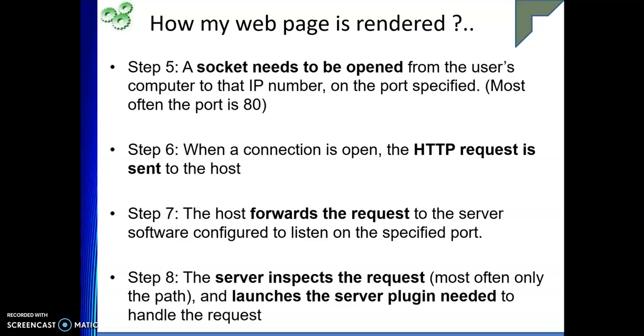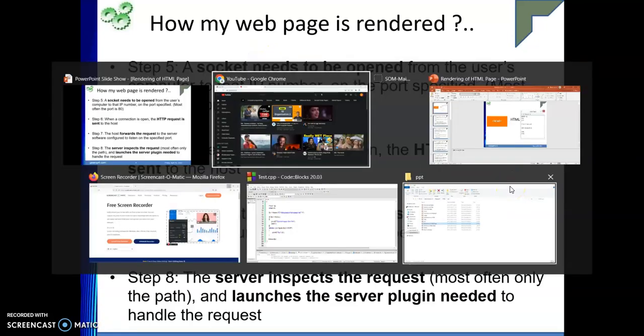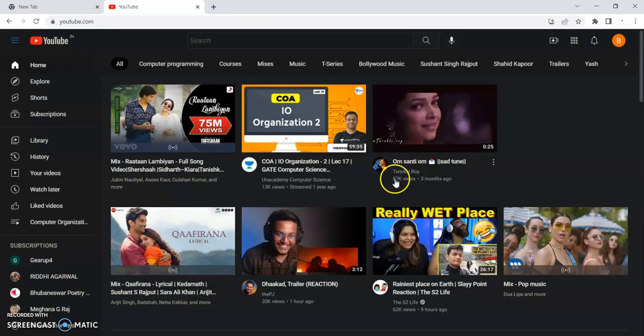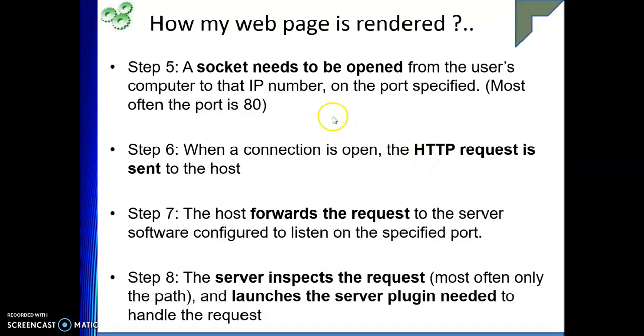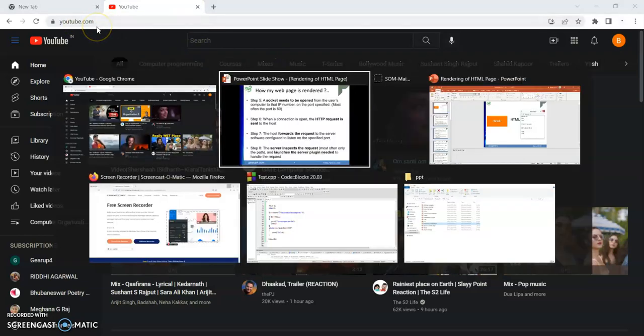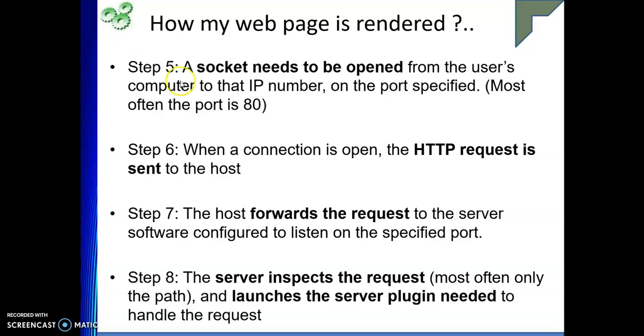Now we need to open a socket. A socket needs to be opened from the user's computer to the IP number on the port specified. I was showing you this particular example from my machine, right? So from my machine a socket has to be created, to the IP number. The IP number is not the IP number of YouTube itself, something like 162.1, as I was stating, right? And there will be a port, and mostly for HTTP it is port number 80, right?